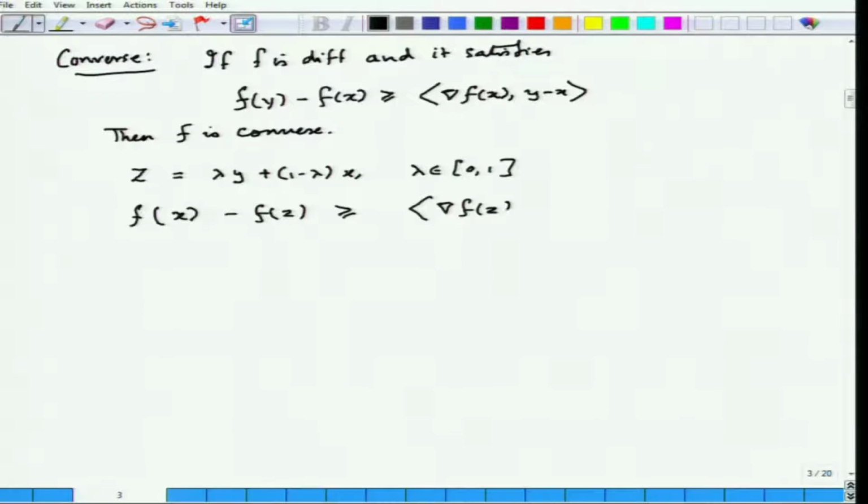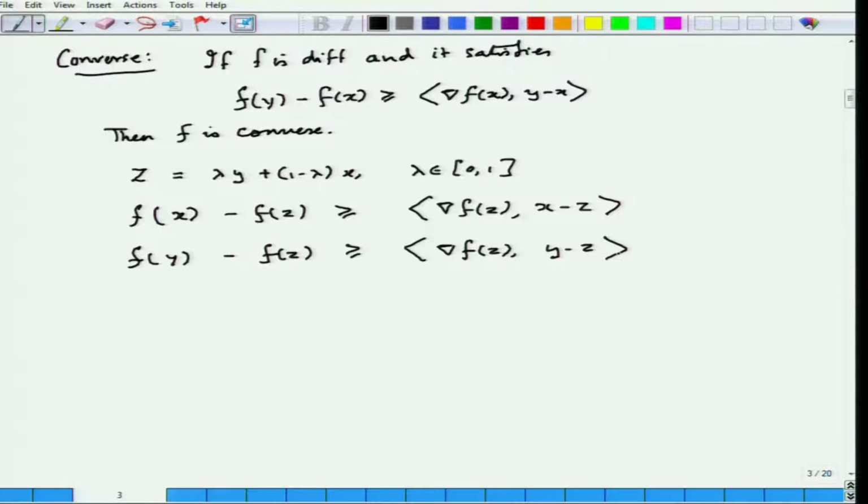of f of z into x minus z. Similarly, you can have f of y minus f of z is greater than or equal to gradient of f of z into y minus z. So, your job would be to add this, multiply this with 1 minus lambda, multiply this with lambda, and once you add up, you will simply get that f of z is less than or equal to lambda times f of y plus 1 minus lambda times f of x.